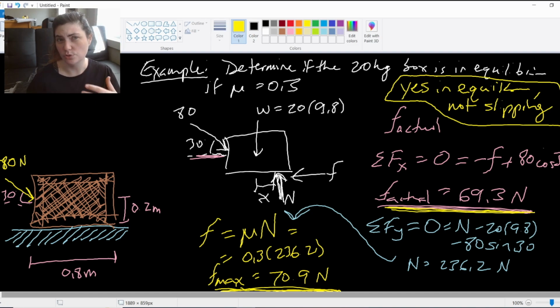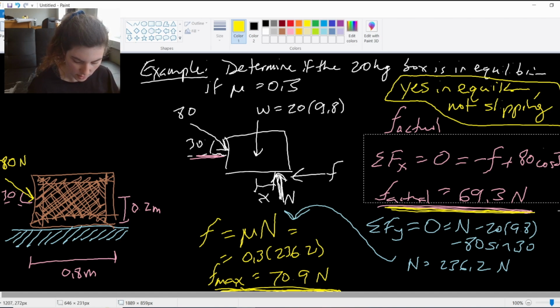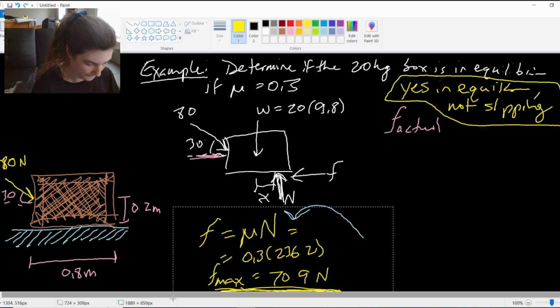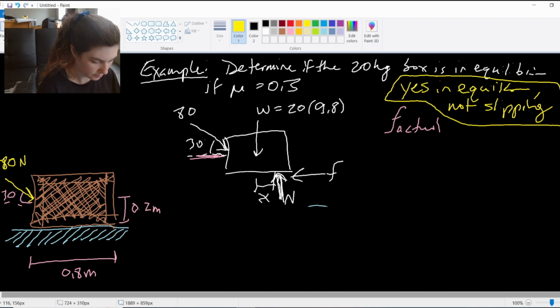We can see we've already used 2 of our 3 equilibrium equations that we know in 2D, our sum of x forces and our sum of y forces. So logically, there's really only one more place we can take this, and that's to our moment equation. We have our moment equilibrium equation that we haven't used yet. So I'll go ahead and make some room here, and let's use my moment equation.